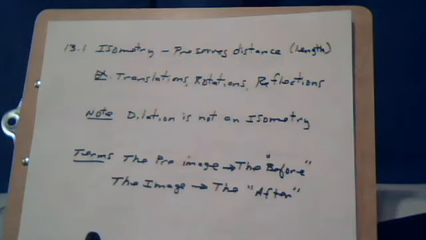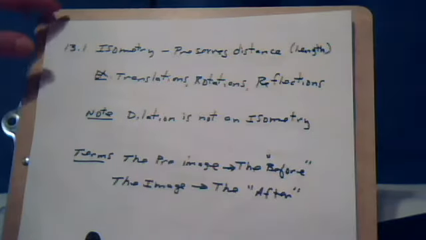The size of the figure, a triangle, quadrilateral, whatever. No, dilation is not an isometry. Dilation actually reduces or magnifies, so the lengths do change. Some terms that we need to know. The pre-image is the before look, and the image is the after look.